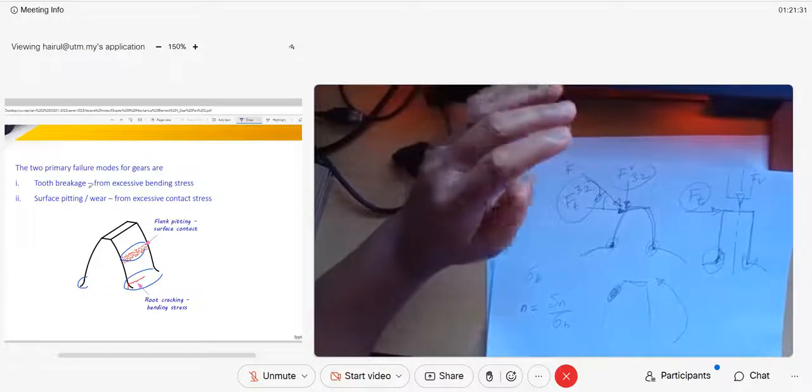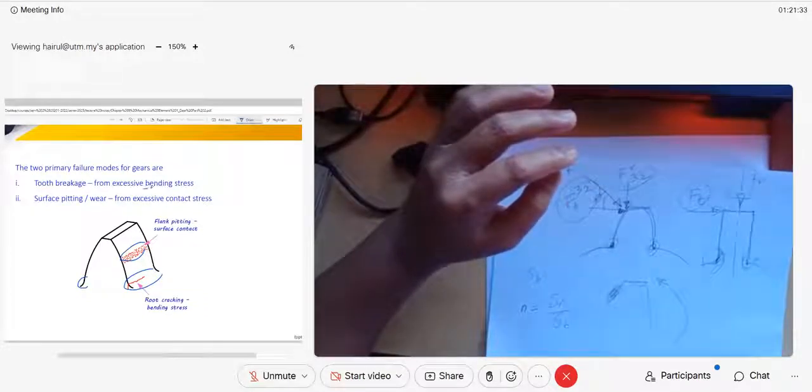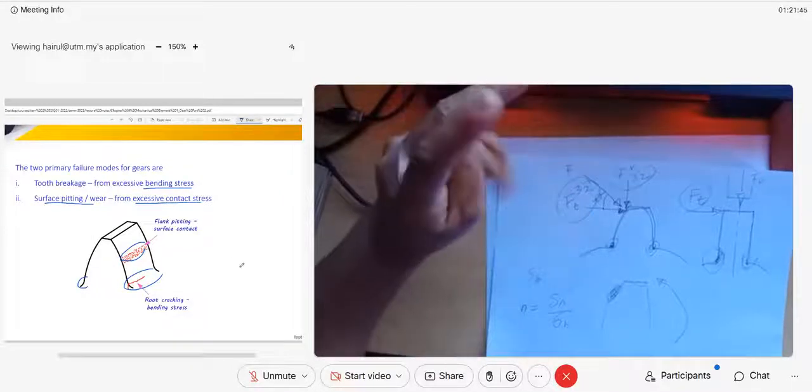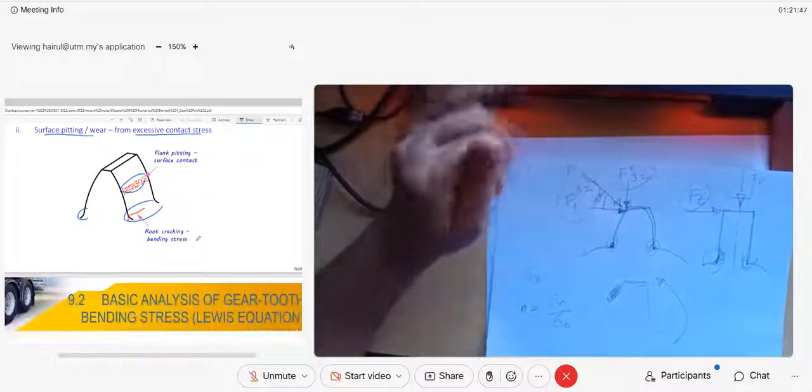So tooth breakage based on bending stress is our lecture today. The other one is surface pitting wear, which is at the contact surface at the top, from excessive contact stress. That is part 2, in our next second lecture. First, we go for bending stress.